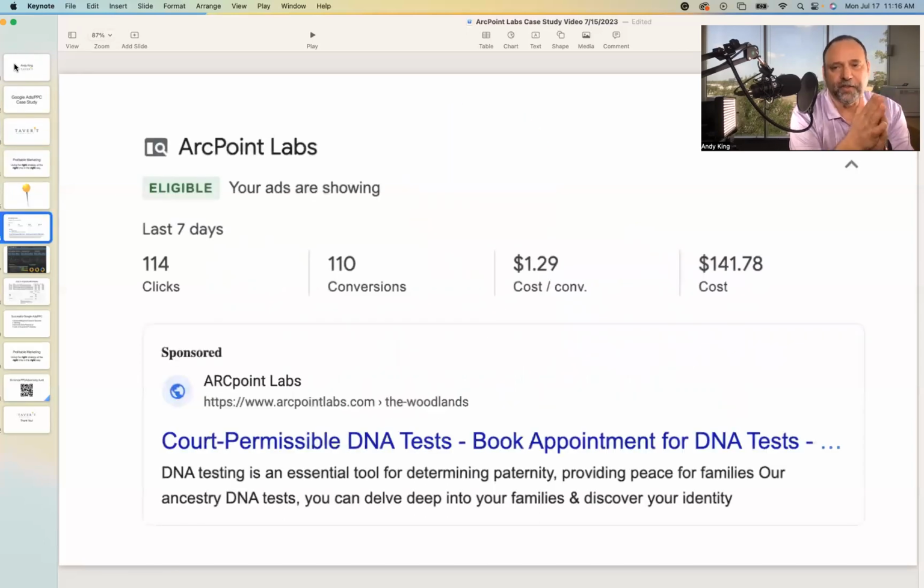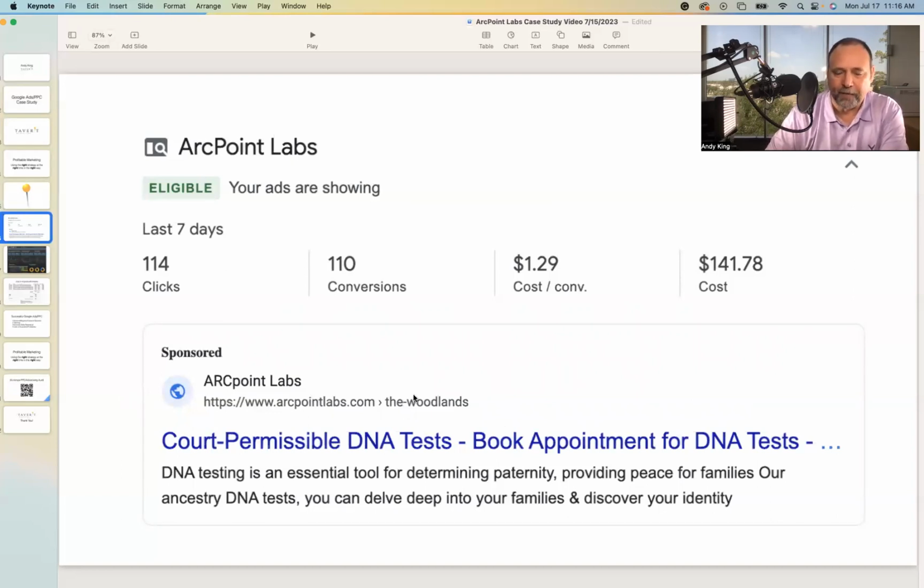With that being said, let's just jump into the case study. This has actually been done with ArcPoint Labs at a location here in Houston. Kathleen Buckland, most of you might know her, has two locations, one up in the Woodlands and one in Cypress. What we have right here is just an overview of the last 7 days of what's been happening with this pay-per-click campaign. There are some of the numbers right up here, and I'm not going to get into them a whole lot, but you can actually see the actual ad.